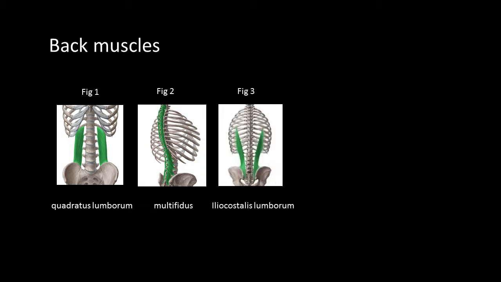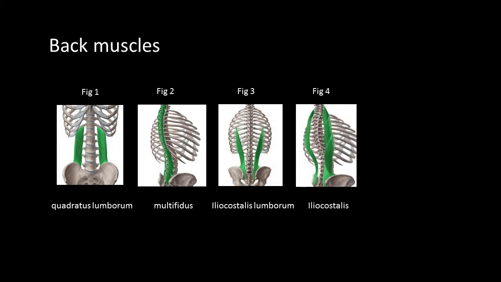Figure 3. The iliocostalis lumborum is part of the erector spinae muscle group, which includes iliocostalis, longissimus and spinalis. The mound formed by this muscle group can be felt running parallel to the spine. These muscles are absolutely crucial for allowing free movement of the spine.